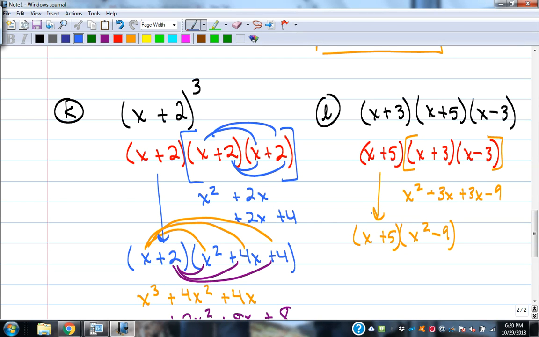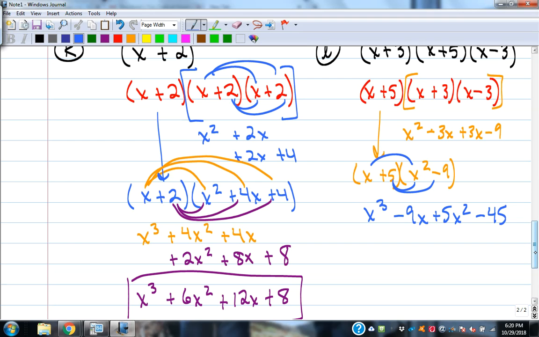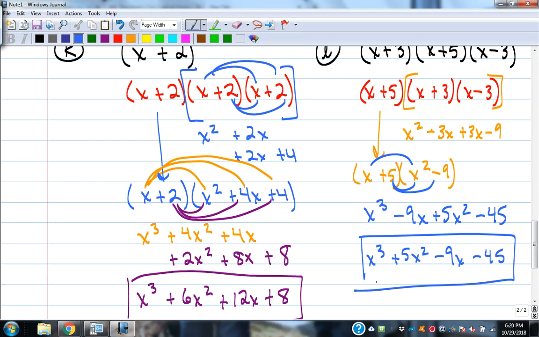So I would do x times x squared would be x cubed minus 9x plus 5x squared minus 45. The only thing that you need to do is reorder that in descending order. So start with your highest exponent and work your way down. So x cubed plus 5x squared minus 9x minus 45. That's the official answer.